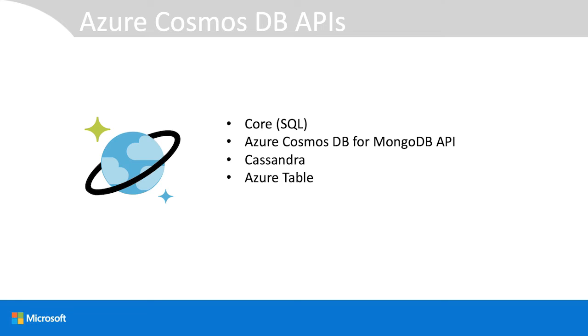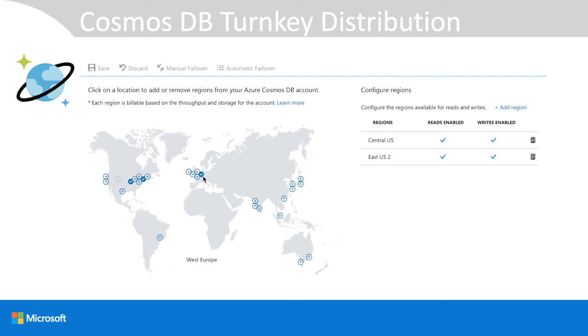The Azure Table API is for migrating data stored in Azure Table Storage to Cosmos DB, and this API is used with a key value database. And finally, the Gremlin API is for migrating Gremlin databases to Cosmos DB, and Gremlin databases are graph databases. Now, another huge advantage to Cosmos DB is what Microsoft calls turnkey global distribution.